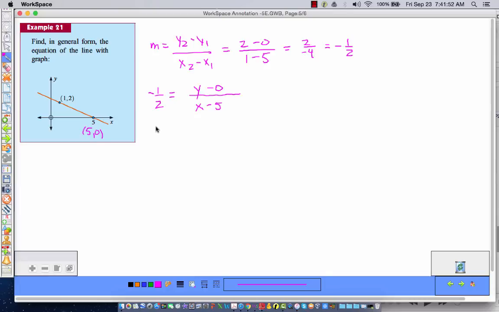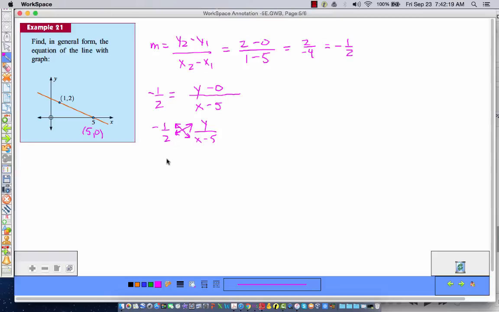Okay, and if I clean that up a little bit, I get y minus 0 is y over x minus 5. Then I'm going to do the cross multiply thing, because if they're equal, their cross products must be equal. And it doesn't matter which diagonal you use, so I'm going to go ahead and do this diagonal first. I should say it doesn't matter which diagonal you do first.